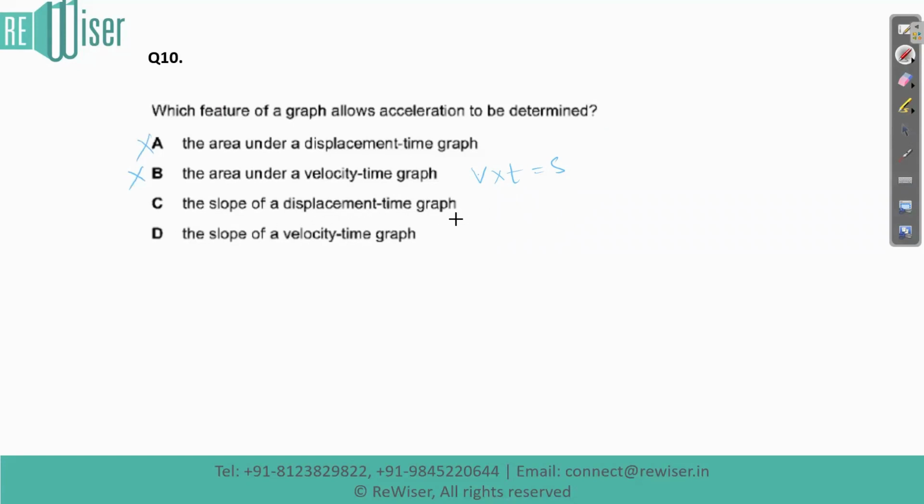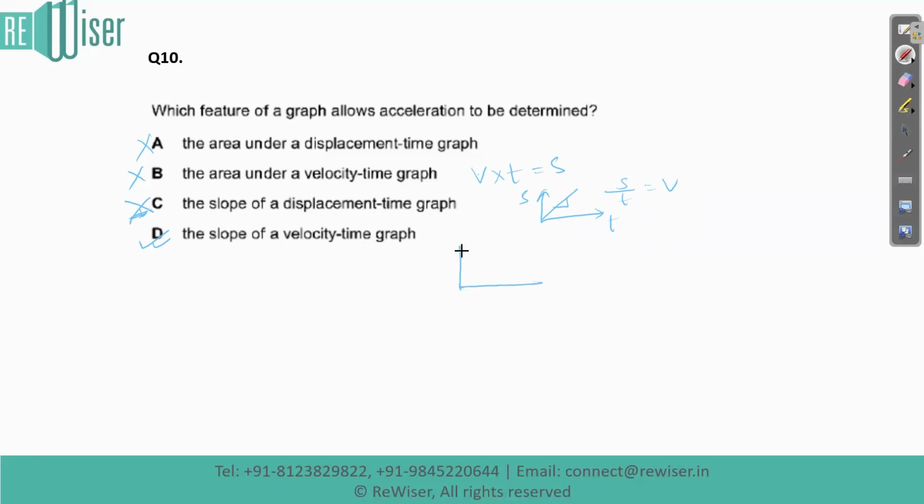Slope of displacement time graph. So this one, displacement time graph. If I find out the slope, that means S by T, which is nothing but velocity. So this is not correct. So we are left with the fourth option, D. It is automatically correct, but let us see the slope of the velocity time graph.